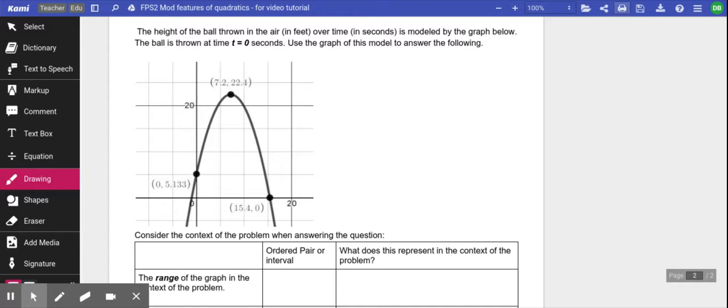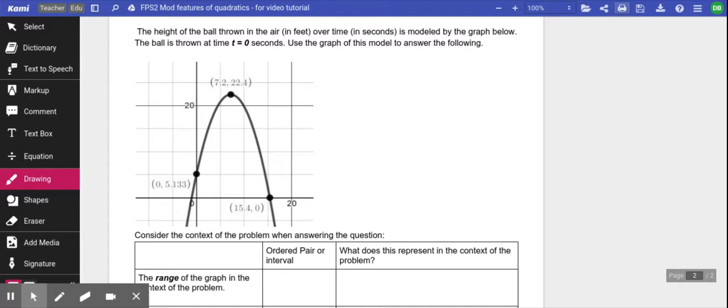So we're going to use this context to talk about all the different features of the functions, thinking about our units as we go. So before we dive into looking at all of the features, let's just make sure we understand what's happening in our picture or our graph.